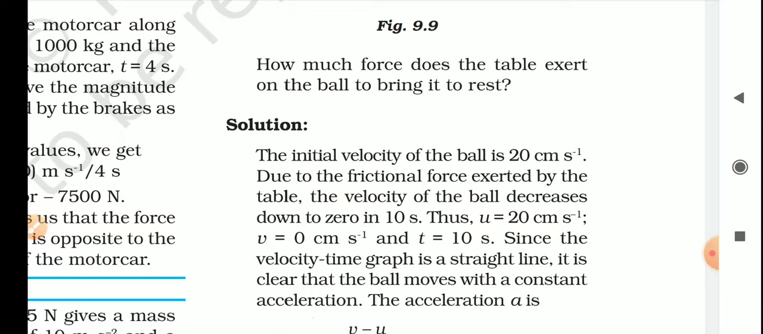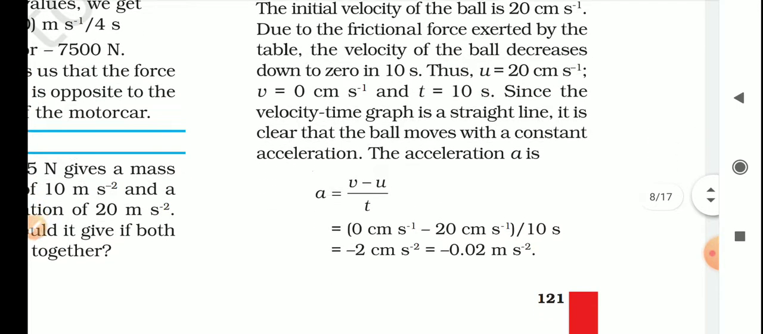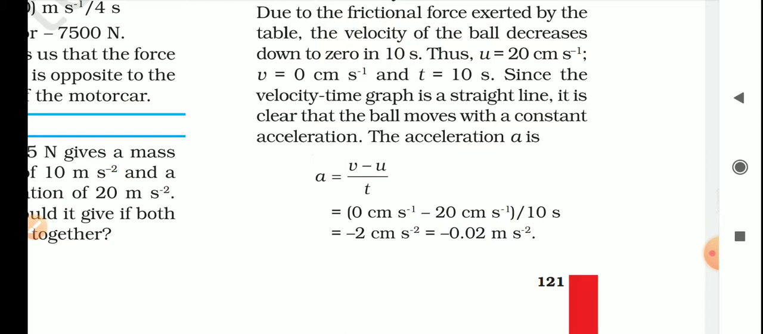So since the velocity time graph is a straight line, it is clear that the ball moves with a constant acceleration. This is an important thing here. The velocity time graph is a straight line, so it is clear that the ball moves with a constant acceleration. Thus the acceleration is change in velocity divided by time. So 0 minus 20 divided by 10. So this will come as minus 0.02 meter per second square.